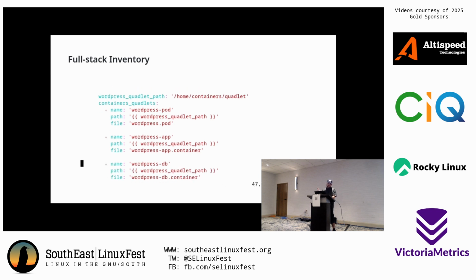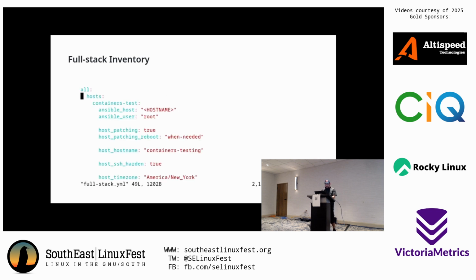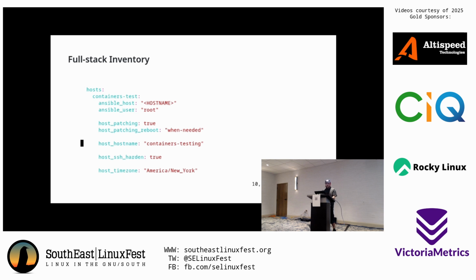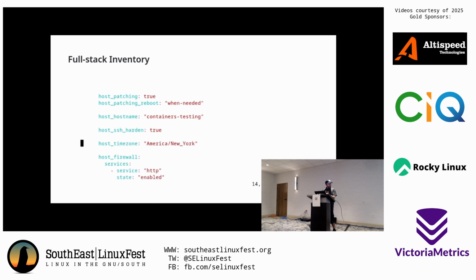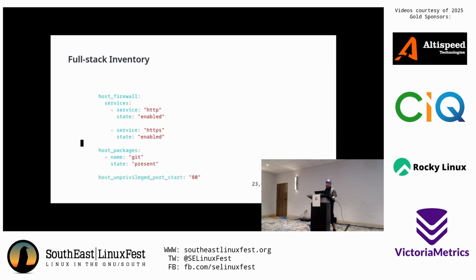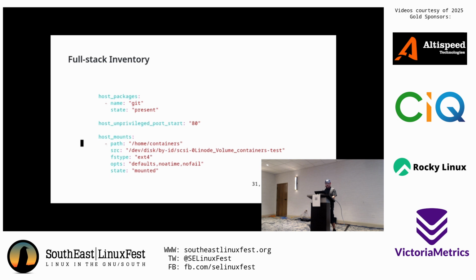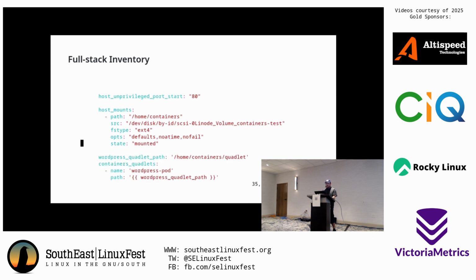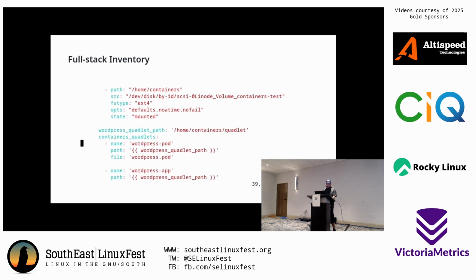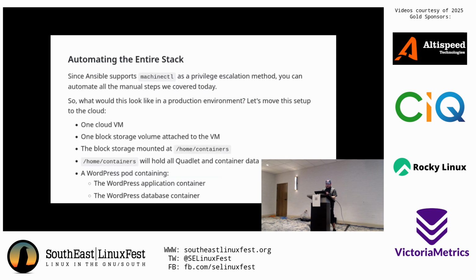So the first part was the host, and then the second part was the Quadlet stuff you've already seen. I'll let the first half run through one more time. We're setting the host name, the patching stuff, and you'd have to look at the code to see exactly what the auto patching is doing, including the SSH hardening. Setting the time zone, setting the firewall services, making sure host packages like Git are present, setting the unprivileged port start to 80, doing the disk mount, this is a Linode disk, and then everything past that is Quadlet.